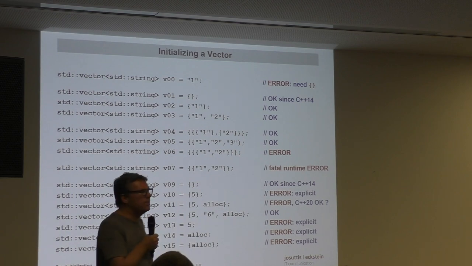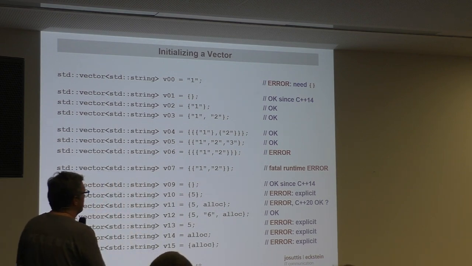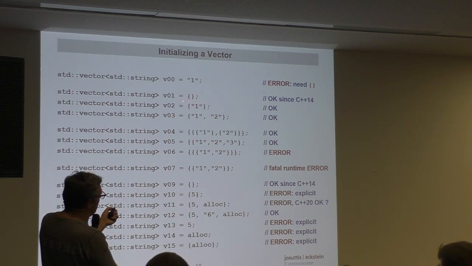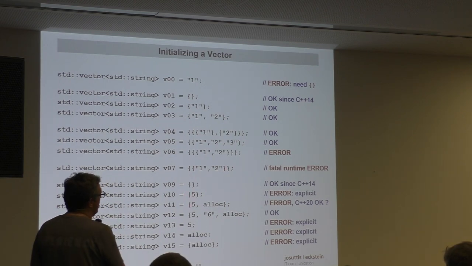So let's look at the vector again as a summary. Is this all intuitive? Well, this was fixed here with the empty curly braces. I told you we had a fix with explicit because of the equal sign. We needed the explicit fix. This now compiles. We talked about this fatal runtime error already. And here we have another couple of things that compile and don't compile.